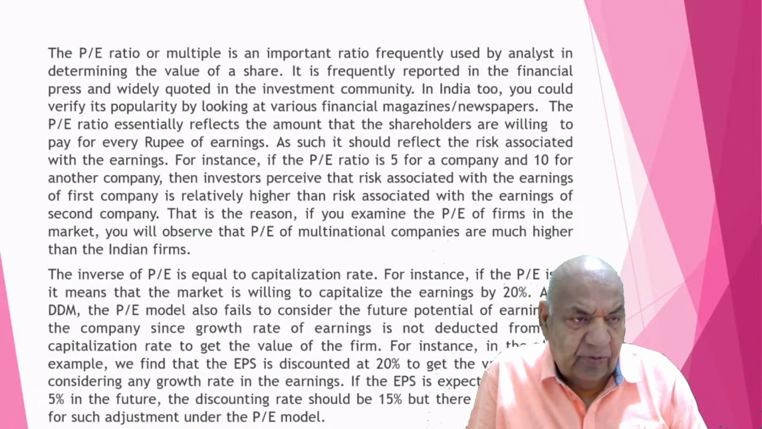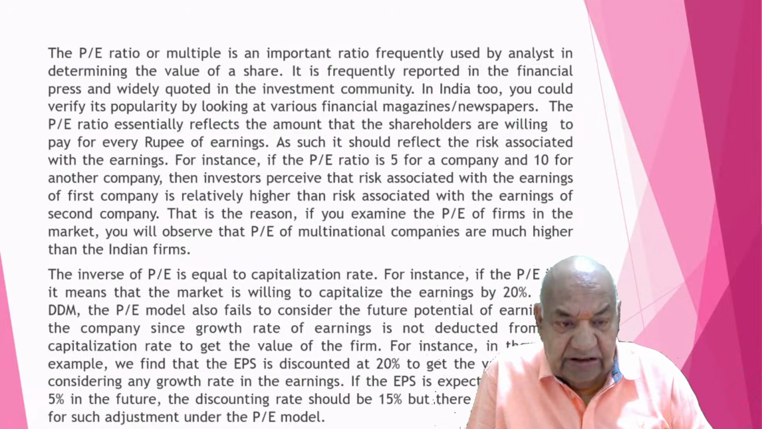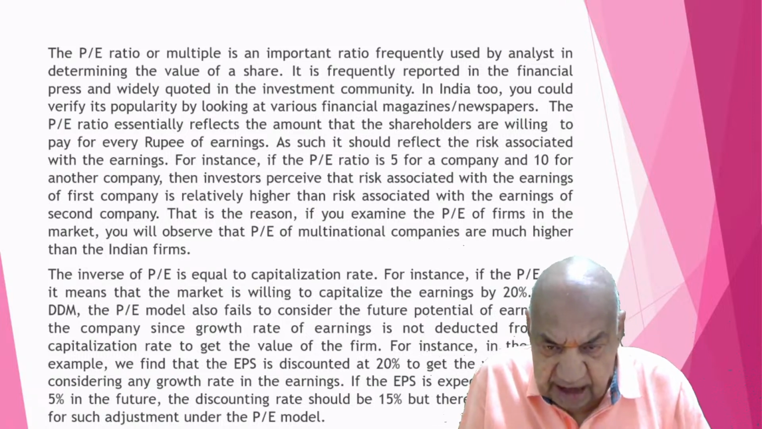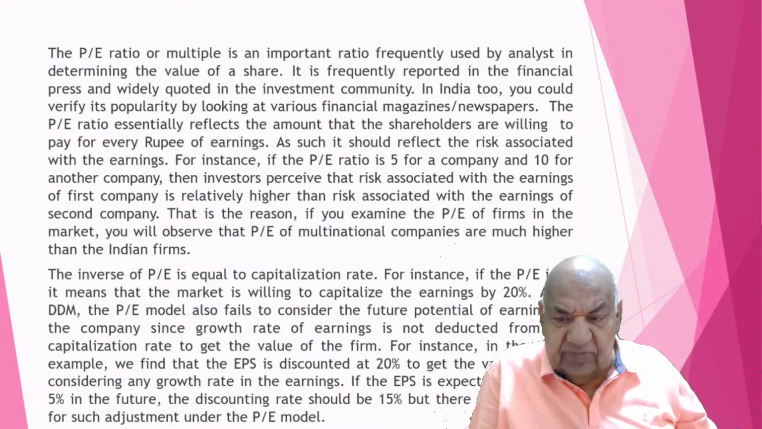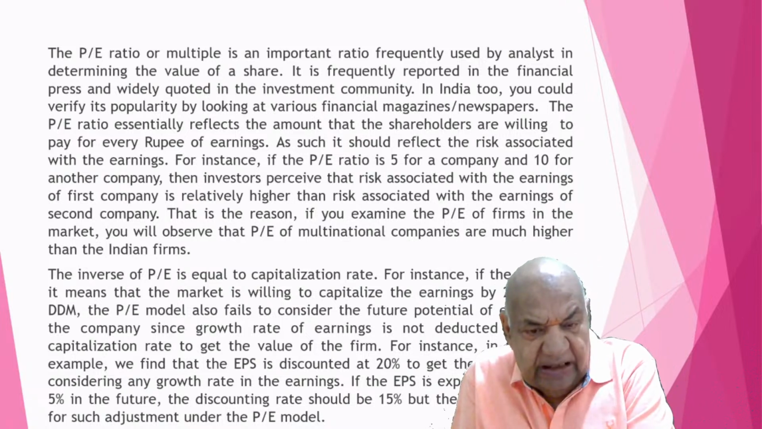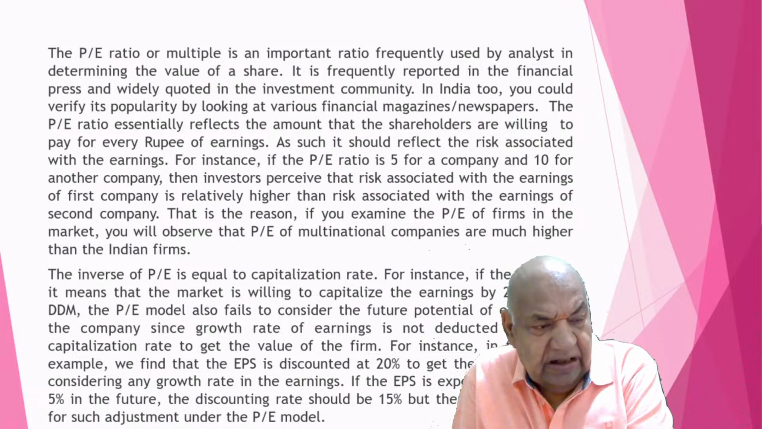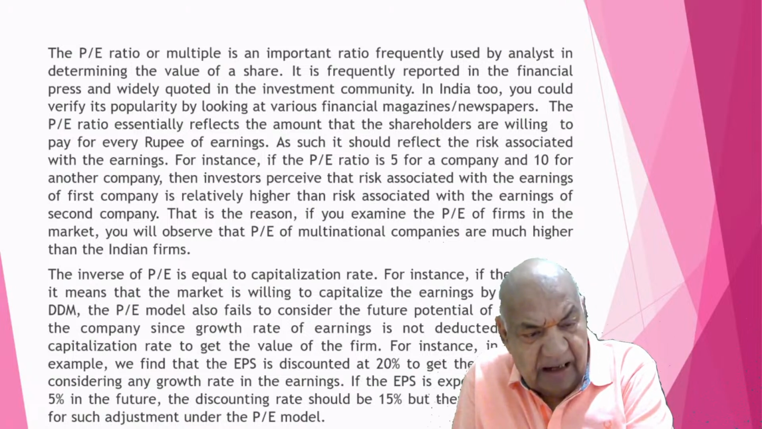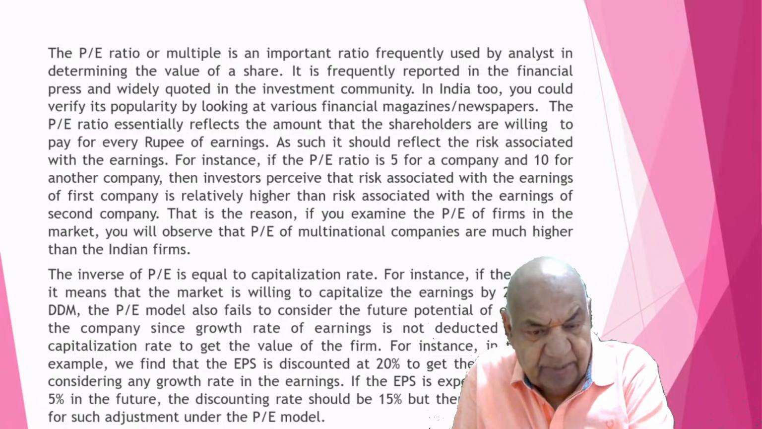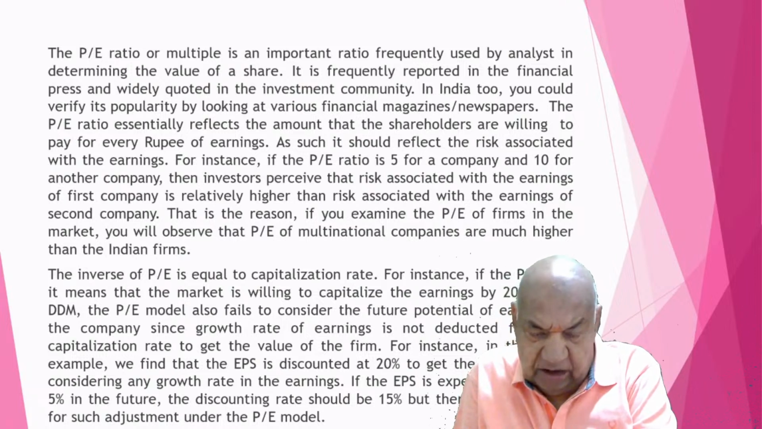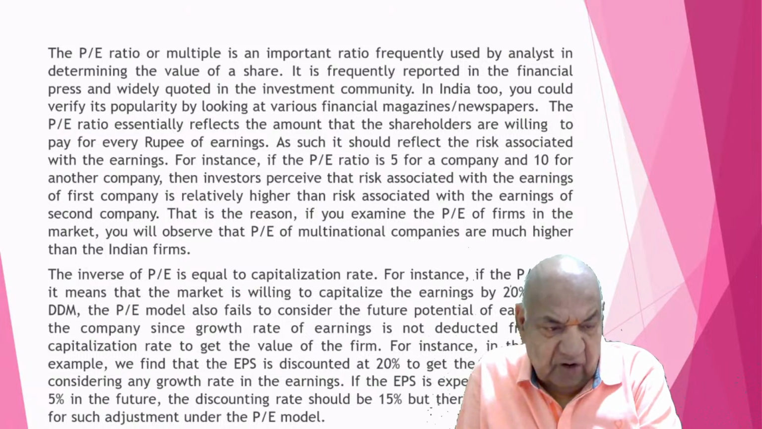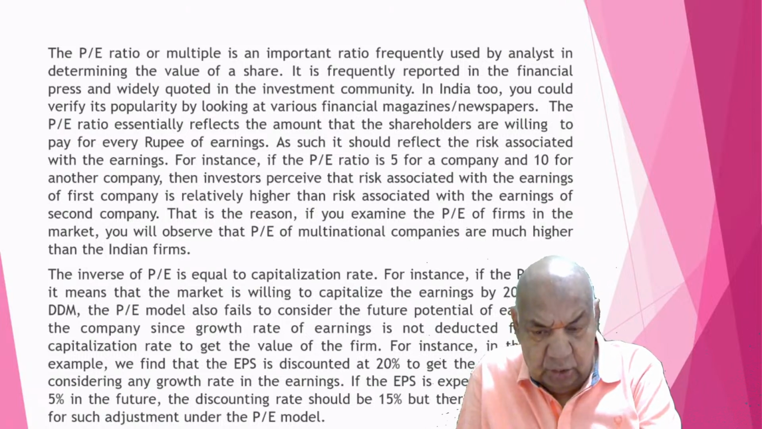The inverse of the price earning ratio is equal to the capitalization rate. For instance, if the PE is 5, it means the market is willing to capitalize the earnings at 20%. As in DDM, the PE model also fails to consider the future potential of earnings of the company, since the growth rate of earning is not deducted from the capitalization rate to get the value of the firm.